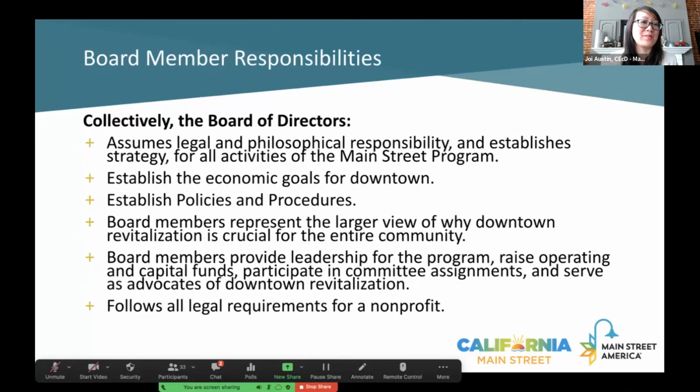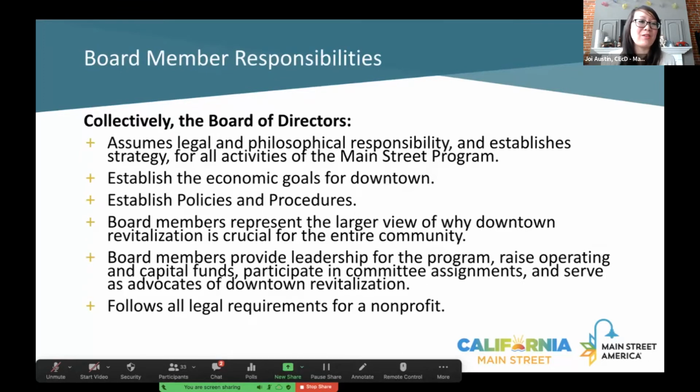In terms of responsibilities, this is just sort of an overview, I would say, for the collective board. Again, really assuming those legal and philosophical responsibilities, helping to establish the strategy for the Main Street organization, and then setting the goals for your downtown.